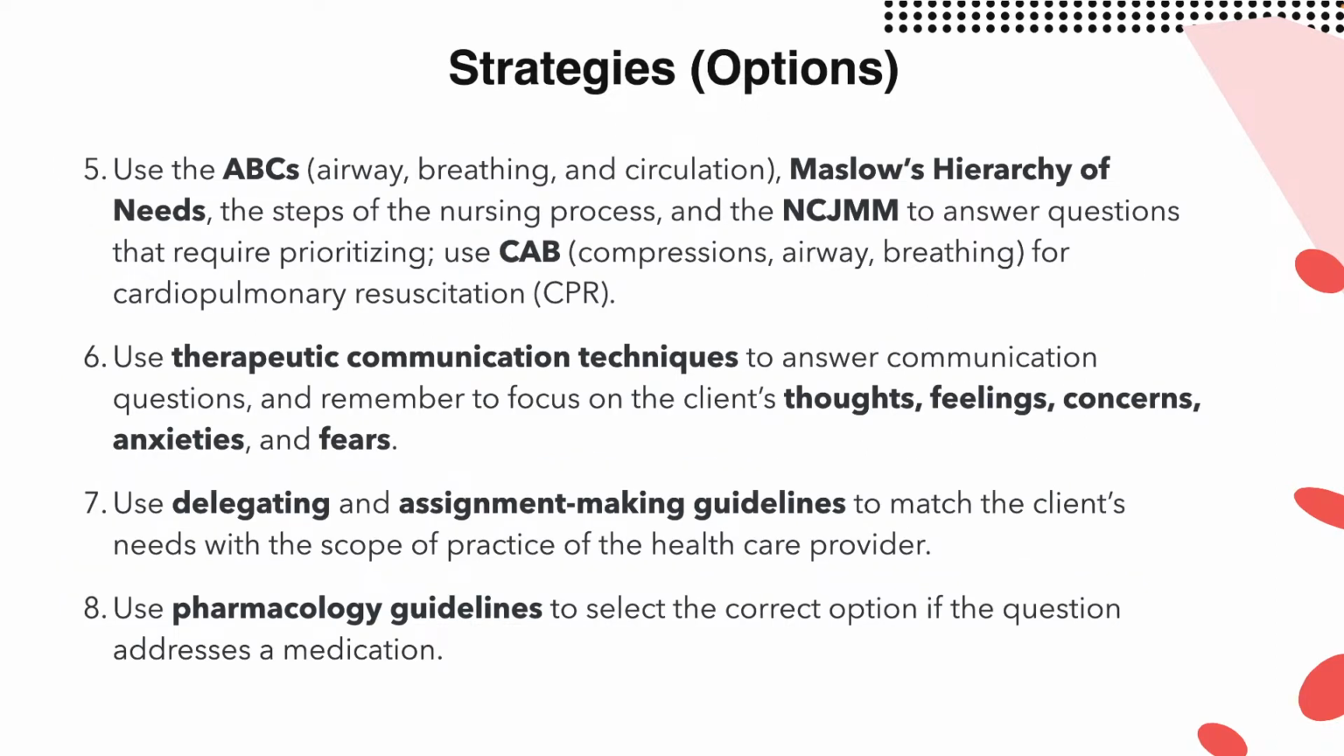Some other strategies: ABCs, airway, breathing, circulation, and Maslow's hierarchy of needs. Very important. We're going to go over Maslow's in a few slides, but your airway, breathing, and circulation. Remember, airway is always first, breathing is second, and then circulation. Steps of the nursing process, very important. And we talked about the CJMM, but we're going to go over it in a few slides. For questions that require you to have some knowledge about cardiopulmonary resuscitation, make sure that you use CAB, compressions, airway, and breathing.